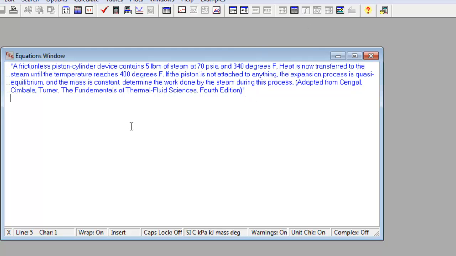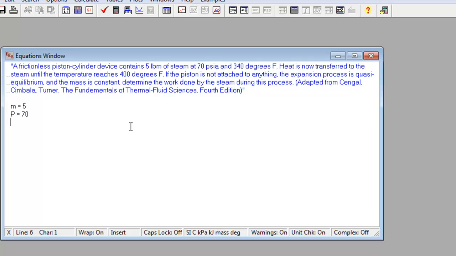Alright, so the first thing that I like to do is write down what I already know. We know that the mass is equal to 5 pounds, and we also know that the constant pressure that we're going to be dealing with is equal to 70 psia.